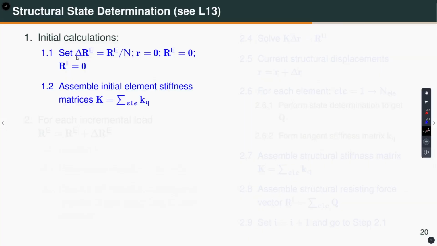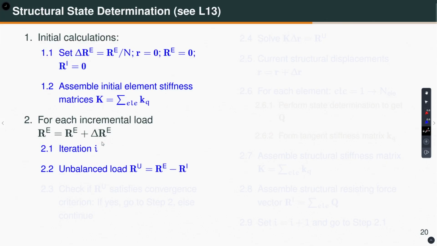First, like I was saying, we calculate the incremental external applied load vector. Let us say RE is what you want to apply in n number of steps. So, you divide that, this is your incremental externally applied load vector. Let us say the structure level displacement is 0 and initially RE is equal to 0, so the internal resisting force vector is equal to 0, the structure is at rest. Then you assemble the initial element stiffness matrices, get the capital K for the entire structural system. Now, for each incremental load, you calculate RE is equal to RE, that is initially 0, plus delta RE. Then your iterations start at the global level.